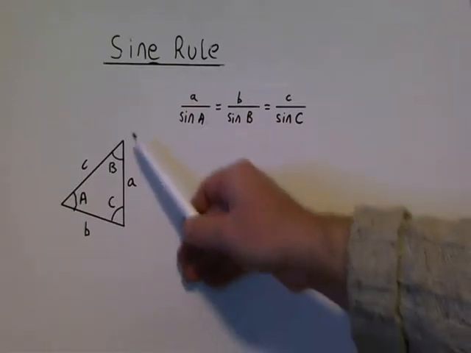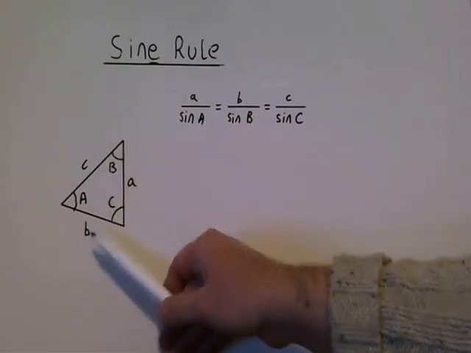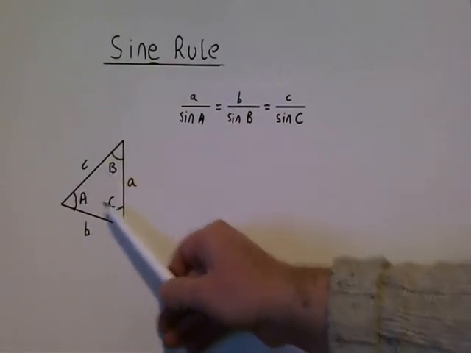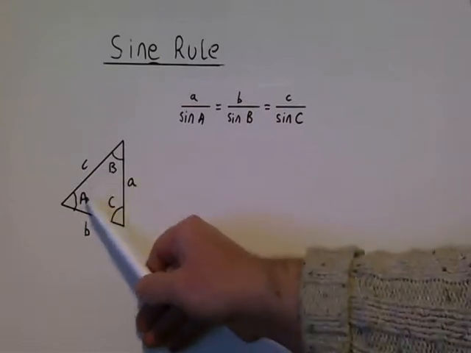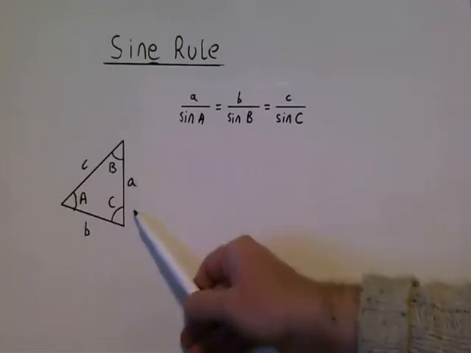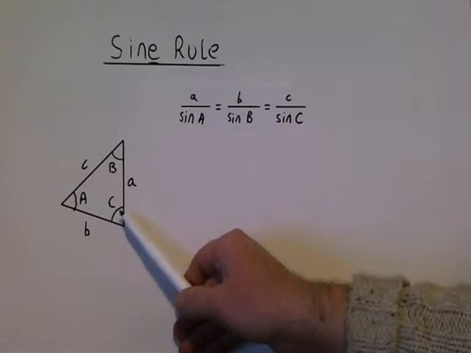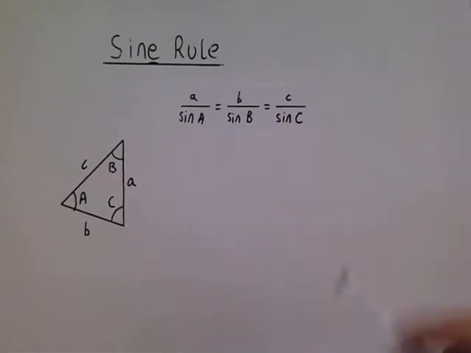The sides of any triangle conventionally are labelled with small letters and the angles with large letters, and conventionally the angle A is placed directly opposite the side a, and B against b and C against c. So that's worth bearing in mind.